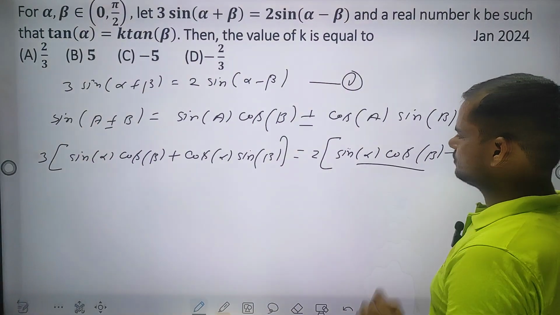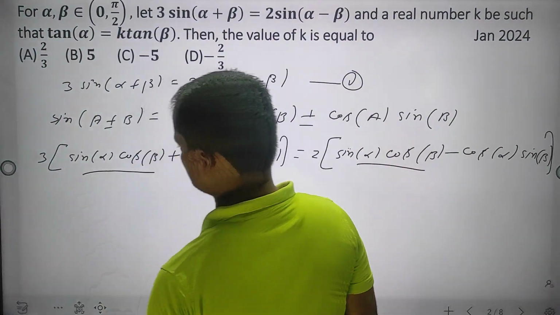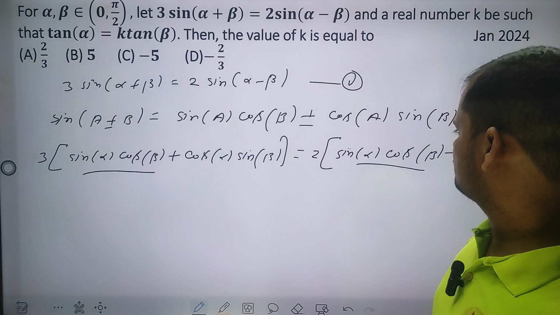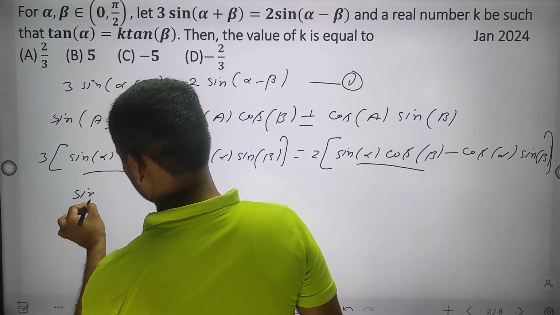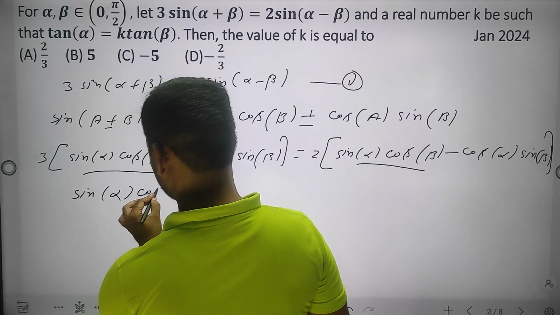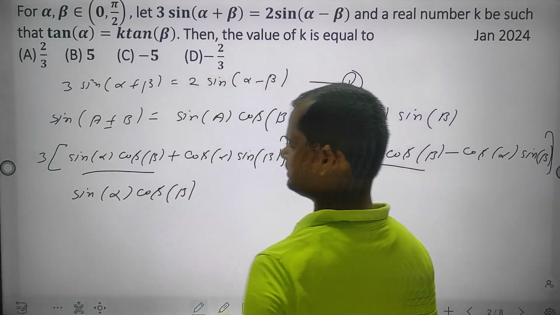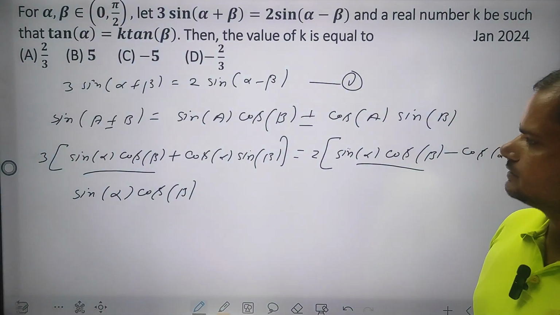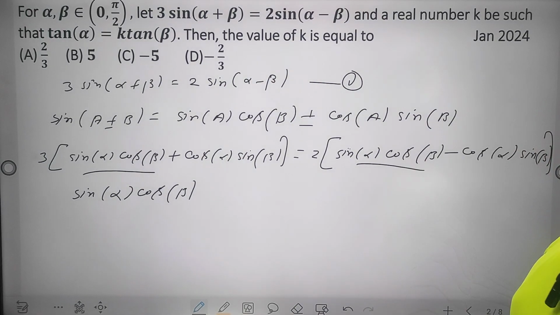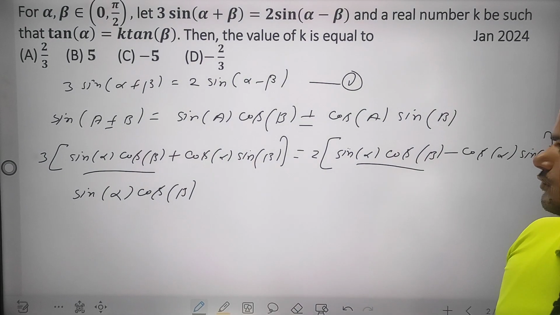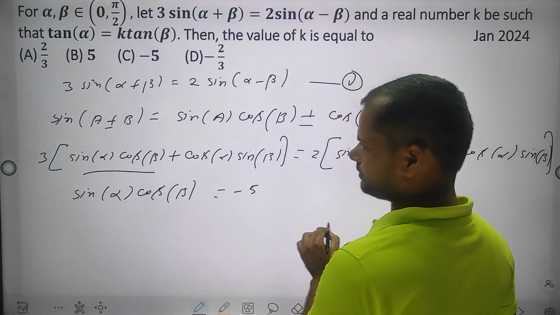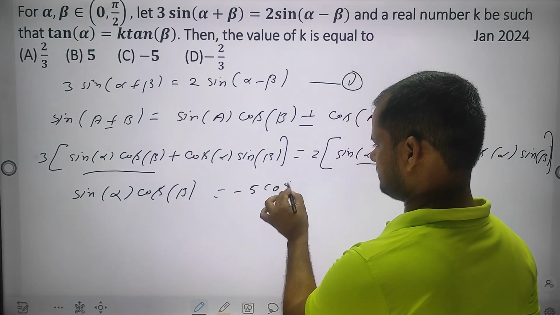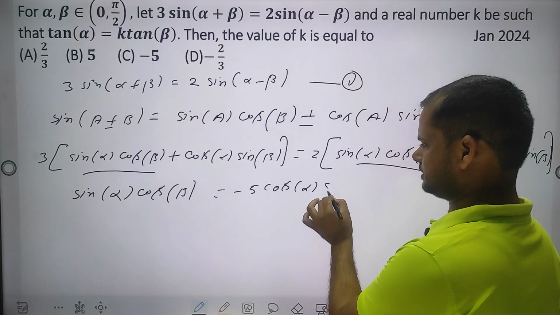Now 2 sin alpha cos beta and 3 sin alpha cos beta, swapping both sides, this will be sin alpha cos beta. Now 3 cos alpha sin beta and minus 2 cos alpha sin beta, swapping both sides, this will be minus 5 cos alpha sin beta.